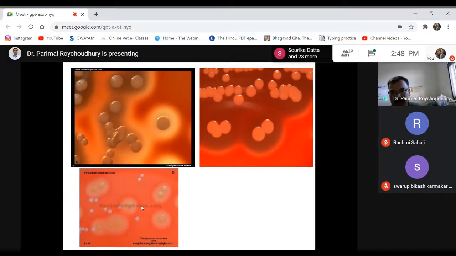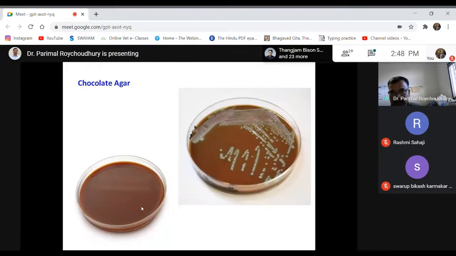So all organisms prefer it. Okay. Now there is another media, what we call the chocolate agar media.